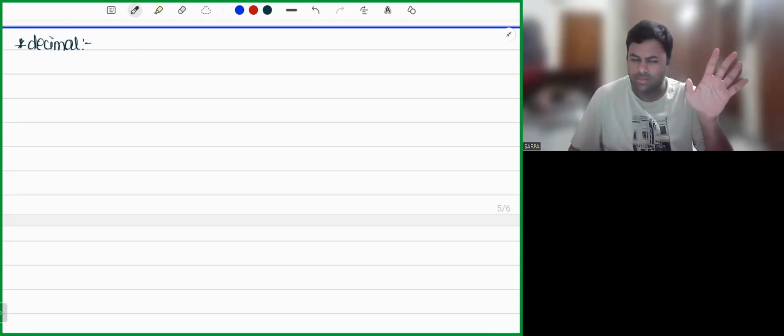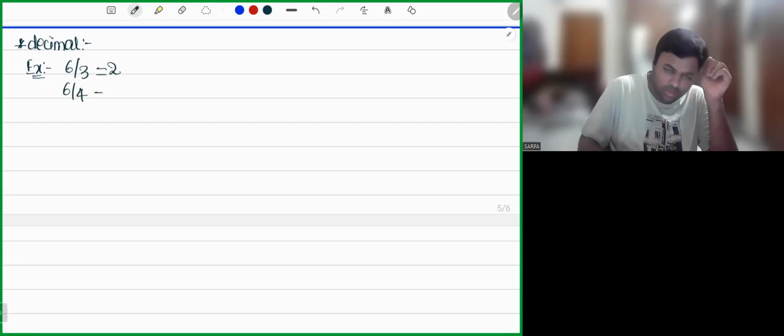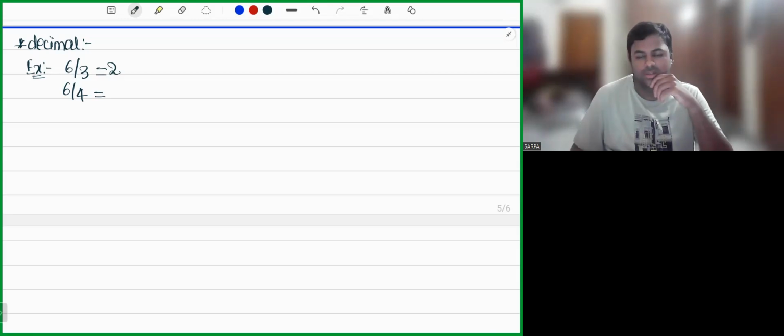It is that simple. Like, for example, I'm having 6 divided by 3. What is 6 divided by 3? 2, sir. Then what is 6 divided by 4? Is it possible to do 6 divided by 4? If you do 6 divided by 4, you'll end up with 3 by 2. That's it, 3 by 2. You can't divide it further. Yeah, in your calculator, you can divide.